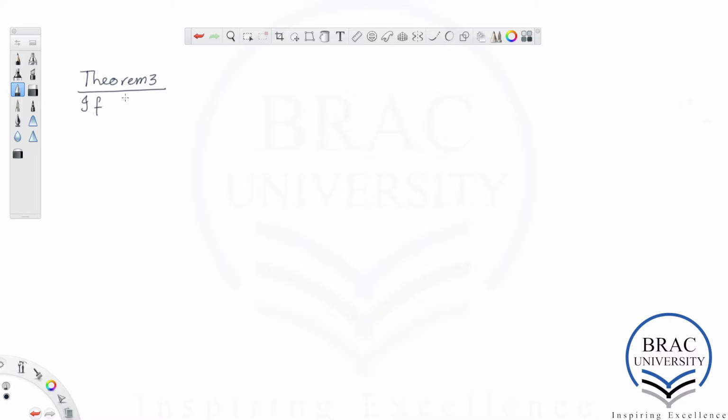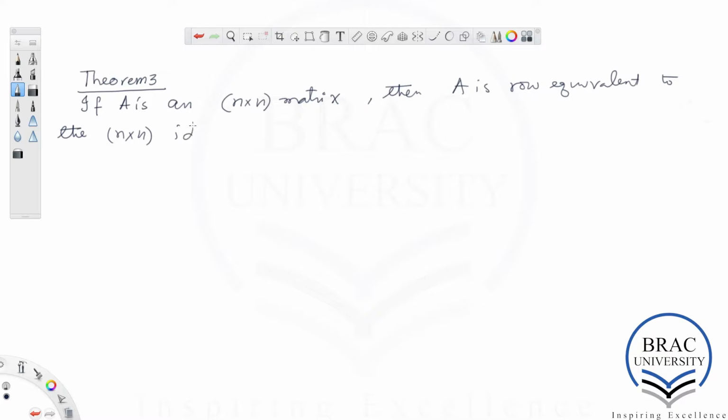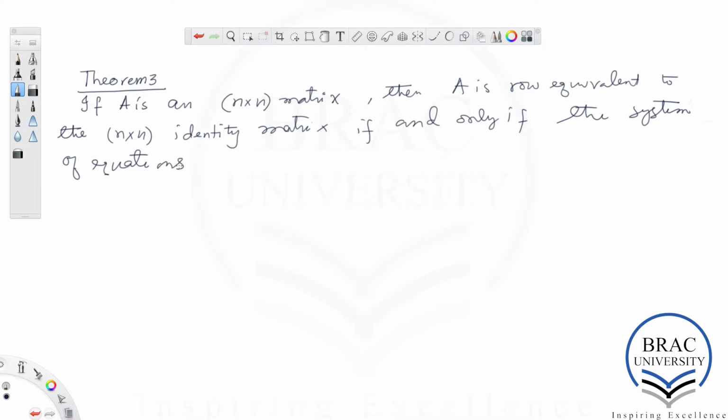Let us get started with the theorem in this segment, which is Theorem 3. So here goes the statement. If A is an n times n matrix, then A is row equivalent to the n times n identity matrix if and only if the system of equations Ax equal to 0 has only the trivial solution.